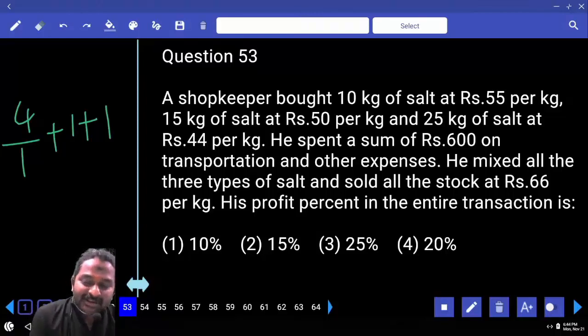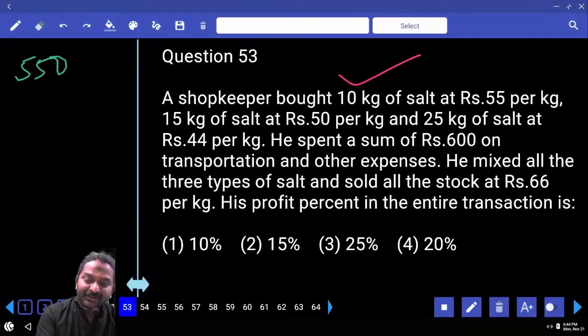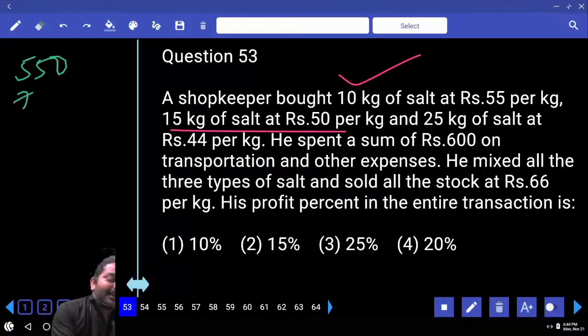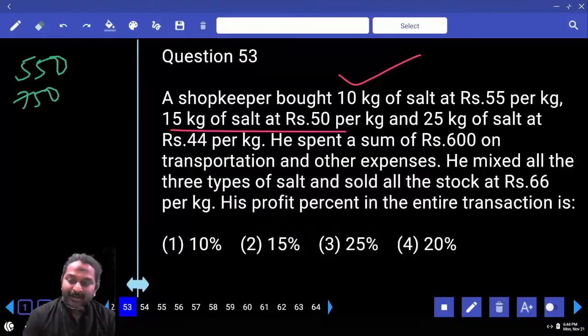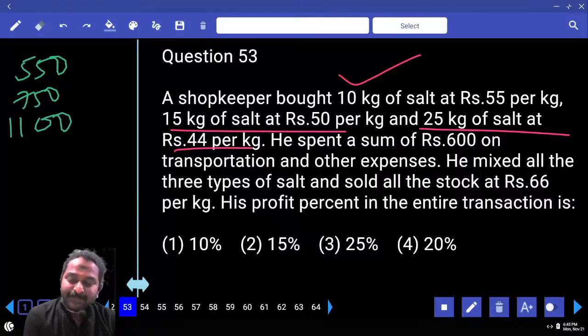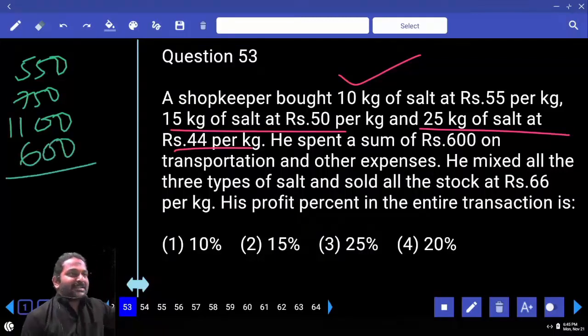A shopkeeper bought 10 kgs of salt at 55 rupees. So for these 10 kgs, he paid 550 rupees. Next, 15 kgs, each kg at 50 rupees. To purchase the next 15 kgs, he paid 750 rupees. Next 25 kgs at the rate of 44, so that is equal to 1100 rupees. Correct? Next, he spent a sum of 600 rupees on transport. So, to get everything ready, the amount paid is this much.